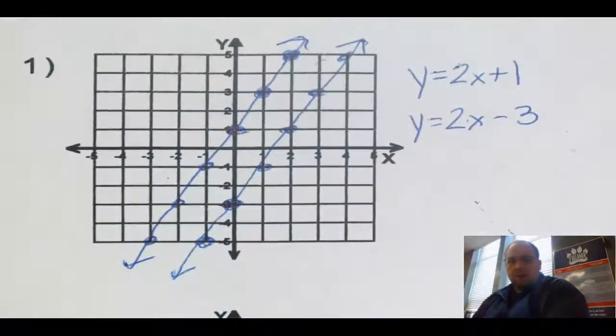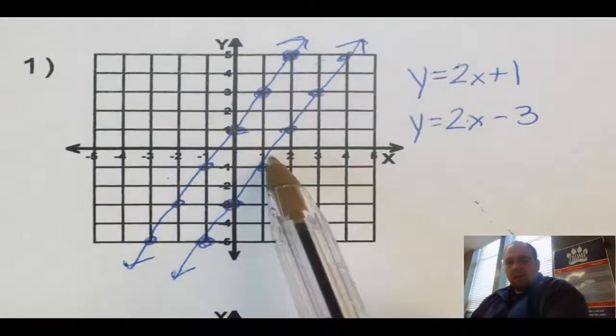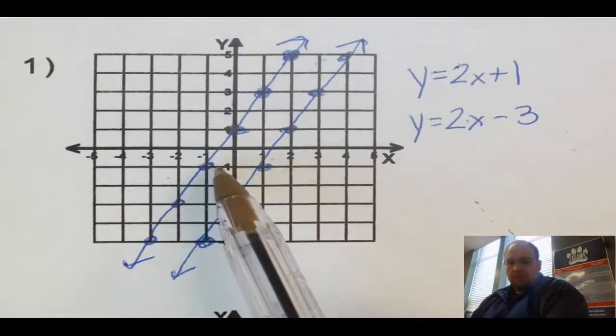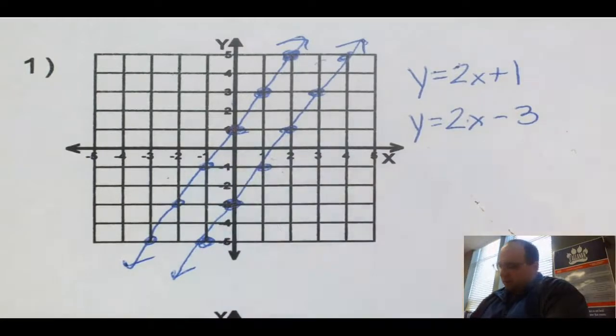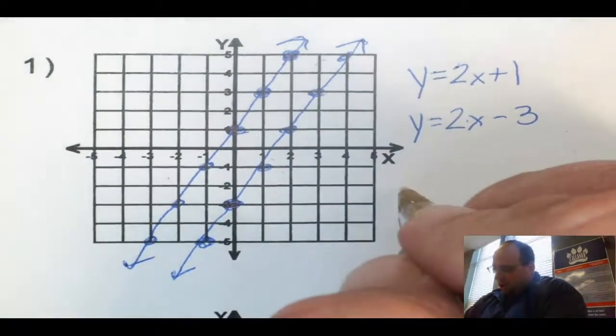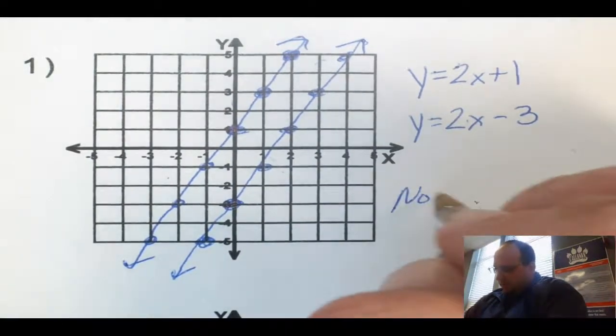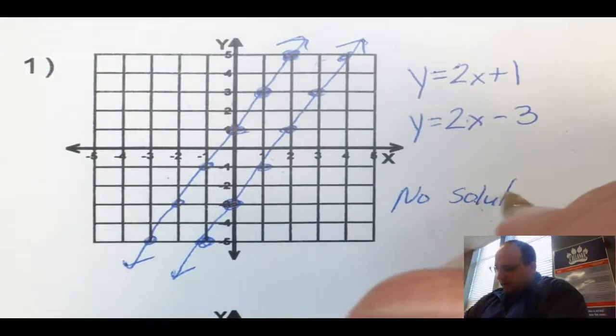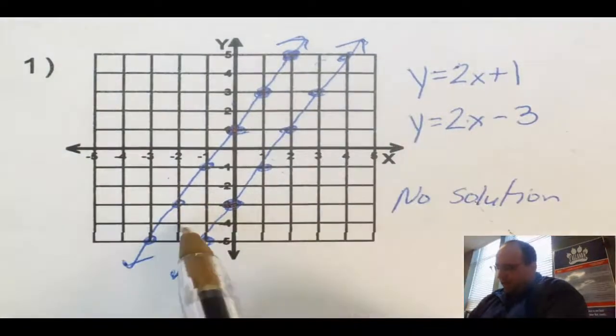I noticed something when those two lines are drawn: they look parallel, and because those lines are parallel, this would be an example of no solution. Because again, these are parallel lines.